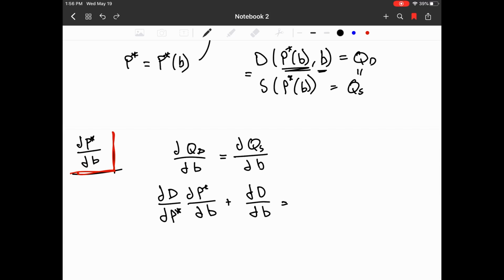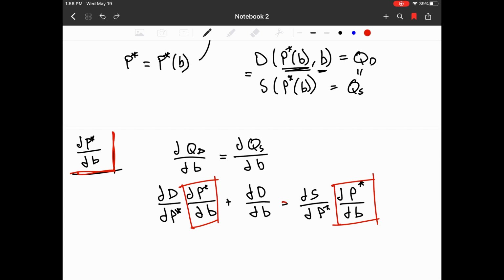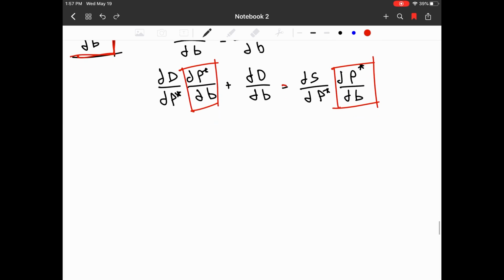So then secondly, we take the derivative of qs with respect to b on the right-hand side. So this is ds dp star. And similar to what we did for demand, we just have to multiply this by the derivative of p star with respect to b. Okay, so let's just identify the part of this relationship that we're going for, and that's this and this. So all we have to do is simplify solving for this value.